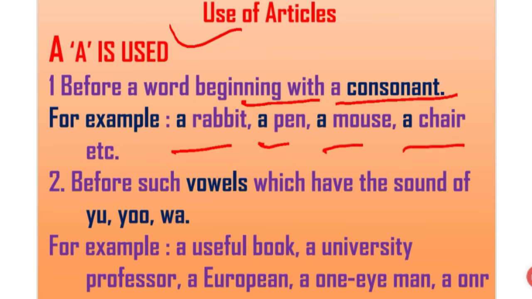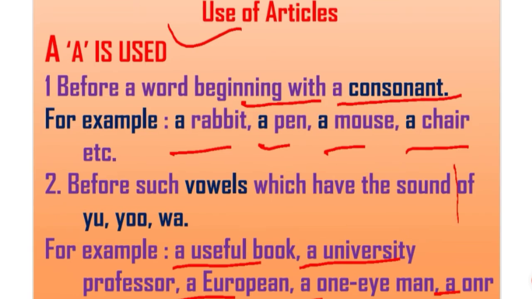Also before such vowels which have the sounds of yoo and wa. For example, a useful book, a university professor, a European, a one-eyed man. So look here, we must make sure that the article a is used before a word beginning with a consonant, as we have seen in examples: a rabbit, a pen, a mouse, a chair. But also before such vowels which have the sounds of yoo and wa.